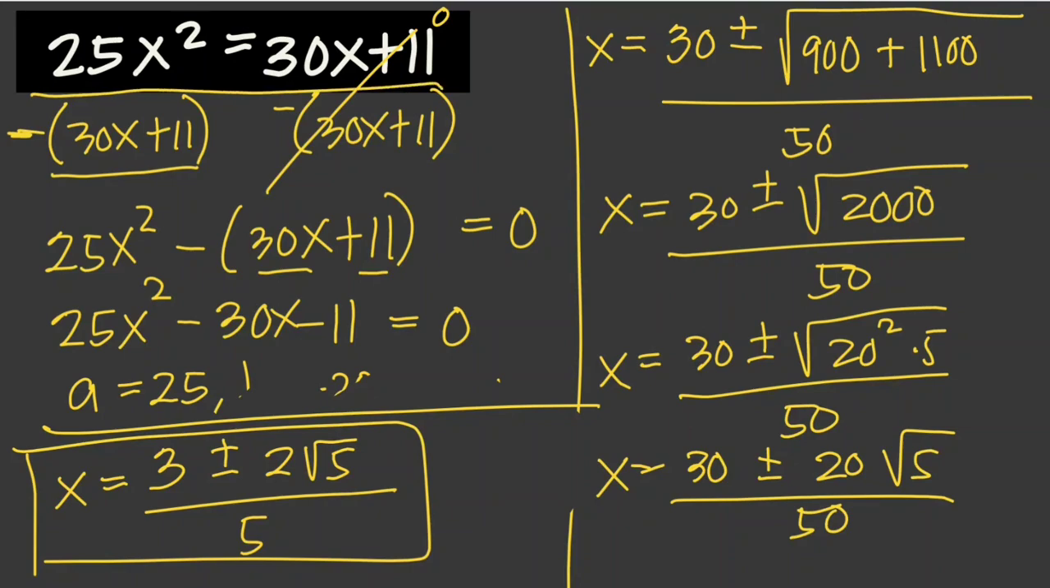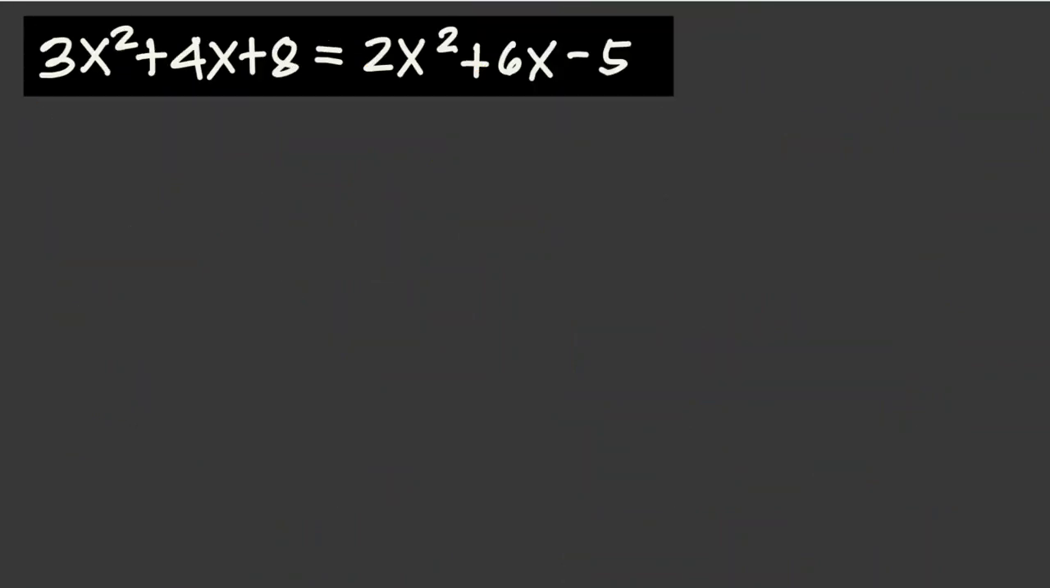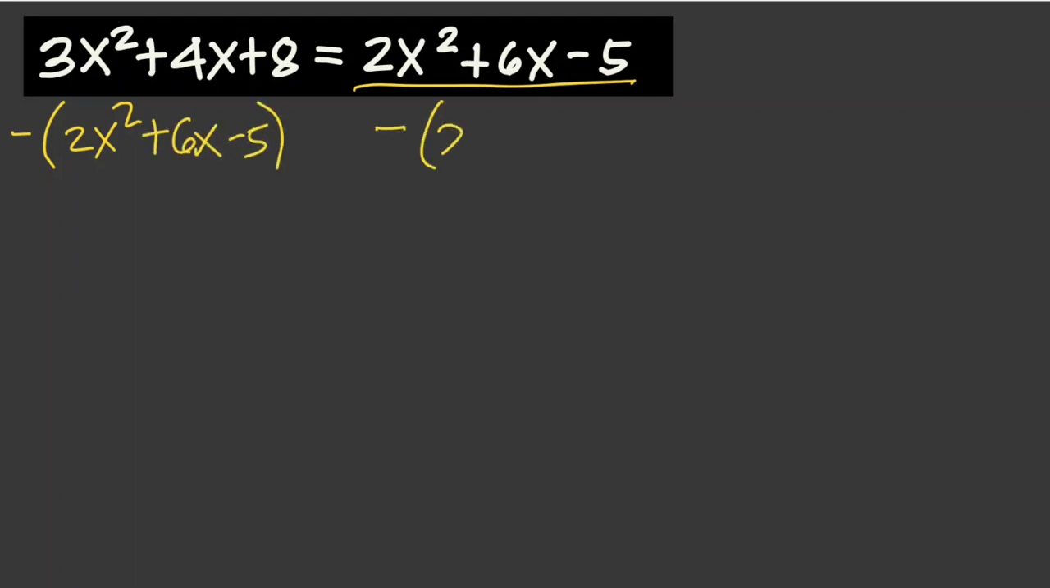Okay, let's try one more problem here. We're given this equation here. First, we need to set the equation equal to 0. So let's subtract both sides by this expression, minus 2x squared plus 6x minus 5, and this one too, minus 2x squared plus 6x minus 5. So this would be equal to 0.